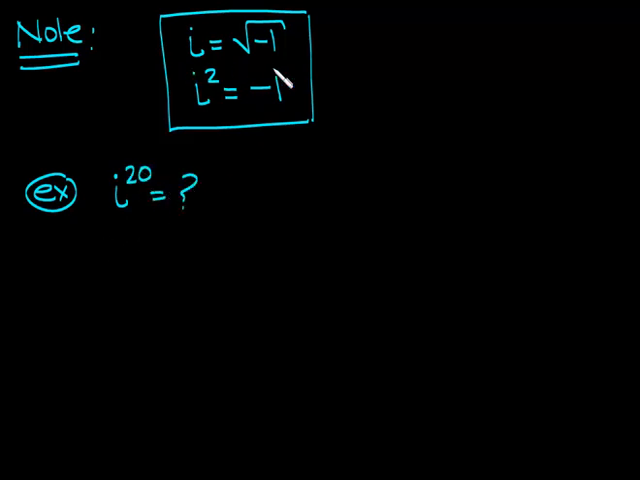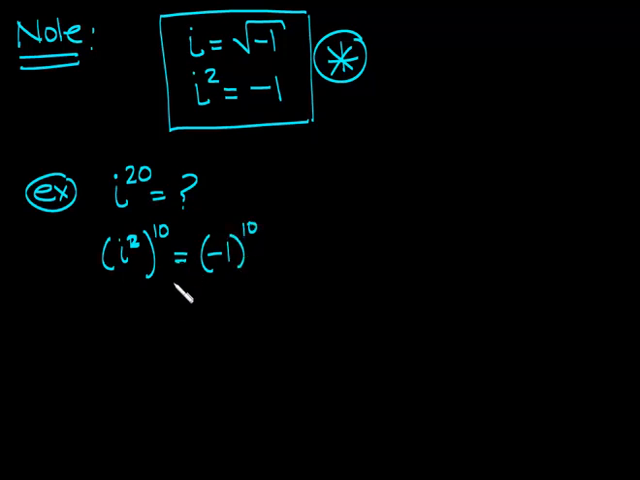Well, since these are the only two i values we know, we need to utilize those. So let's be a little bit creative. 20 is an even number, so I can write it as i raised to 2 raised to 10, because 2 times 10 is 20 using the exponent property. And what is i squared? i squared is minus 1, raised to 10. Any negative number raised to an even power is always a positive number, so we get just 1. You multiply negative 1 ten times, you get 1.